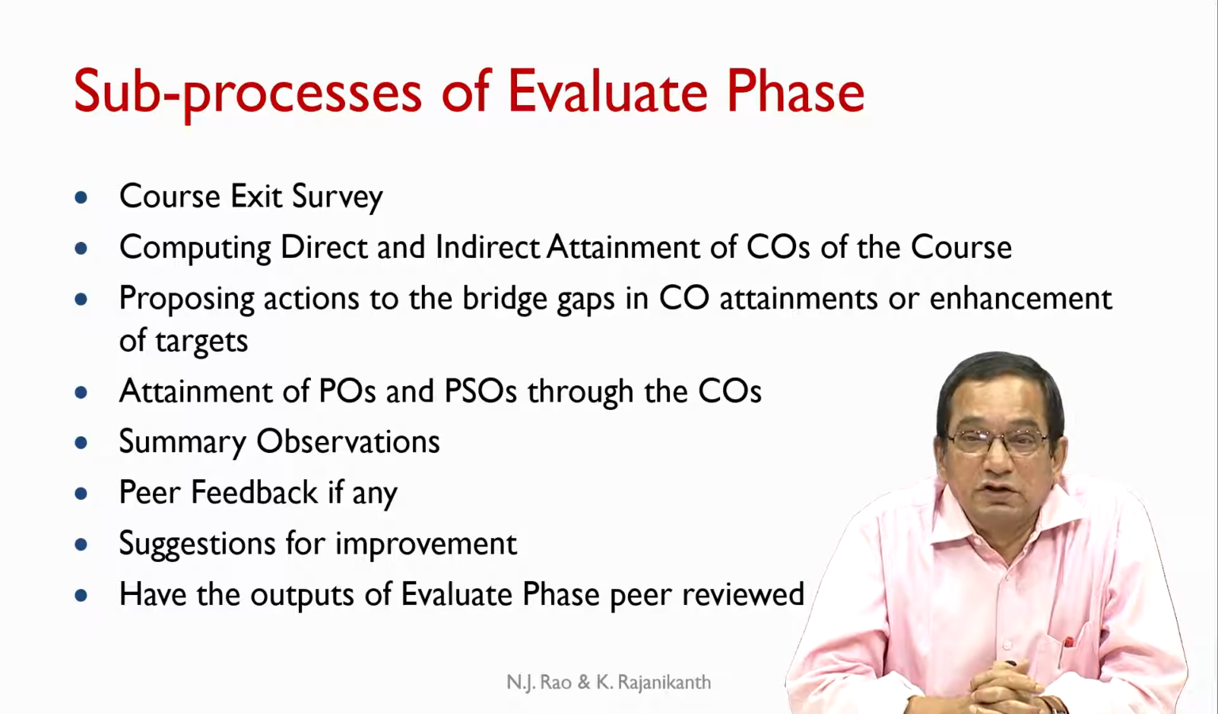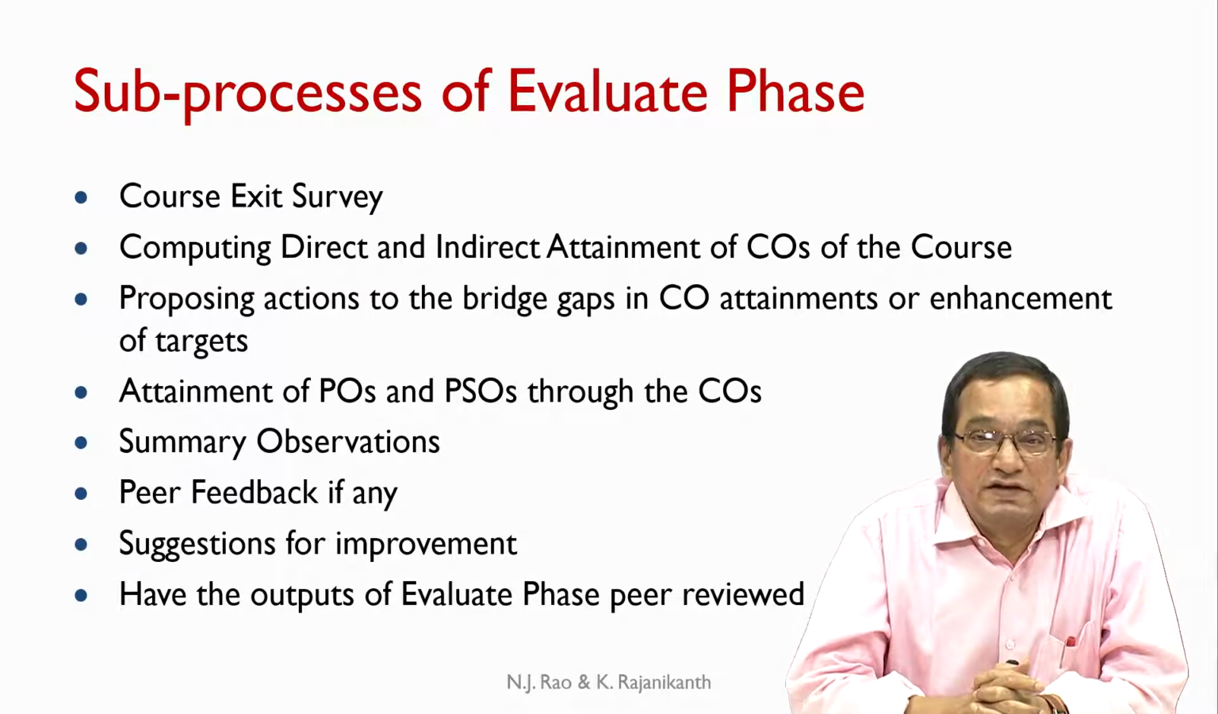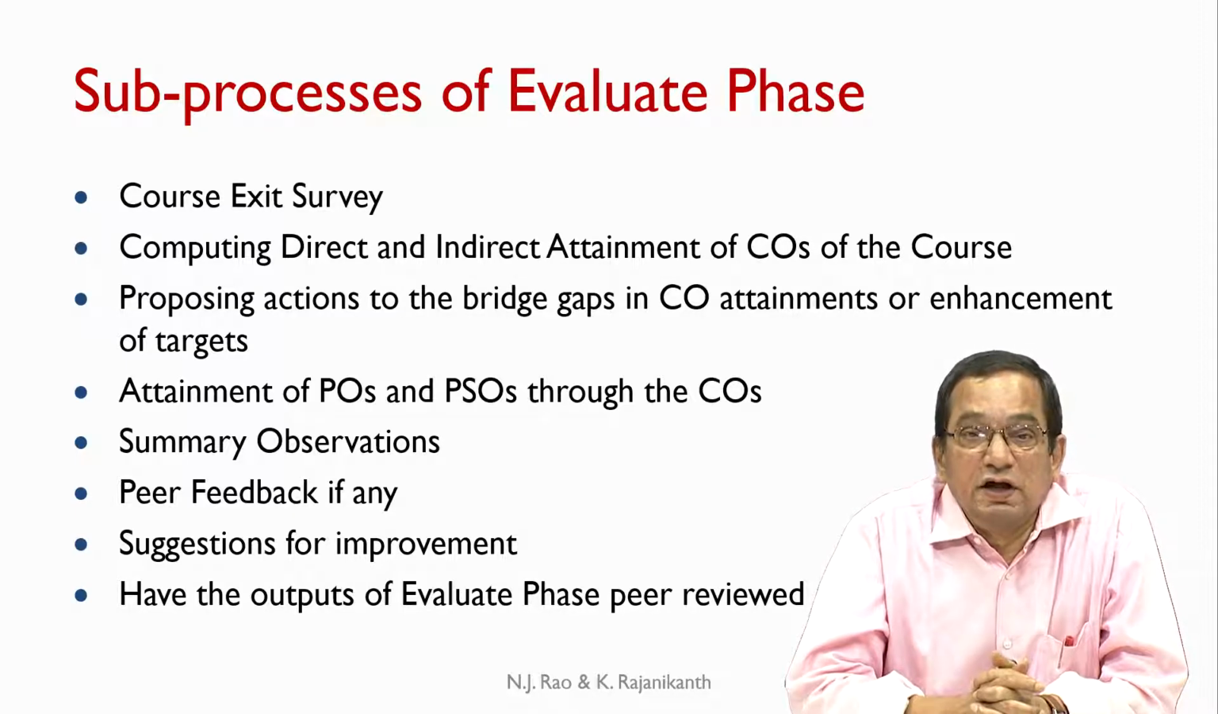Then, based on the target levels and the actual attainment levels, proposing actions to bridge the gaps in the CO attainments in case the attainment level has not reached the target levels, or if the attainment levels have reached the target levels, we could think of enhancing the target levels. Then via the attainment of the COs, we need to compute the attainment of POs and PSOs also.